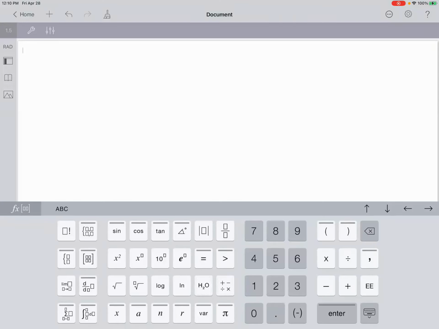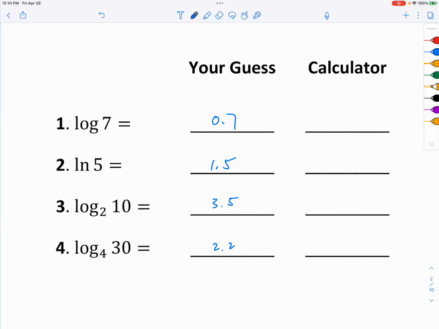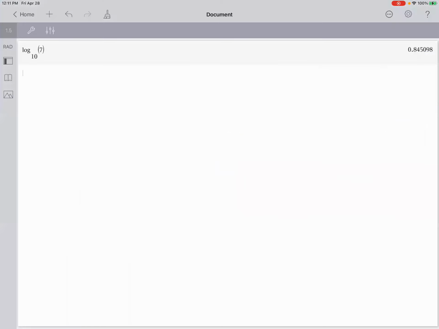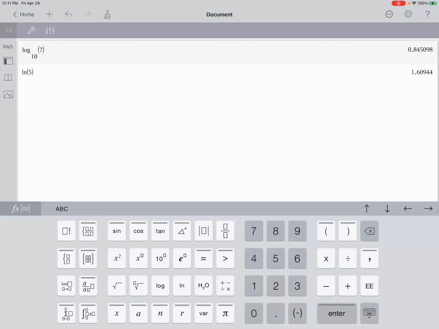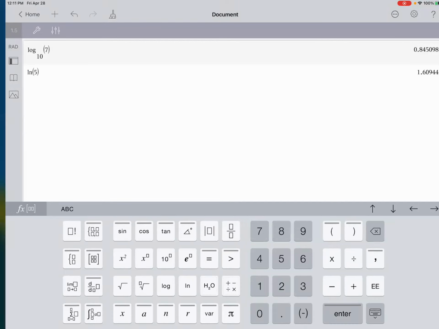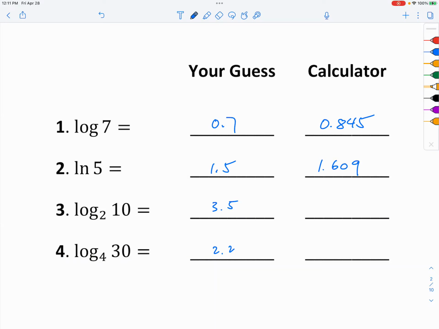So let's see how good your estimate is. Log 7 is more than 0.7, about 0.845. So it's close enough. Again, all I'm asking is within 1 unit of accuracy, so this is a really good estimate. Natural log of 5, let's see what it is. 1.609. That's pretty darn close.